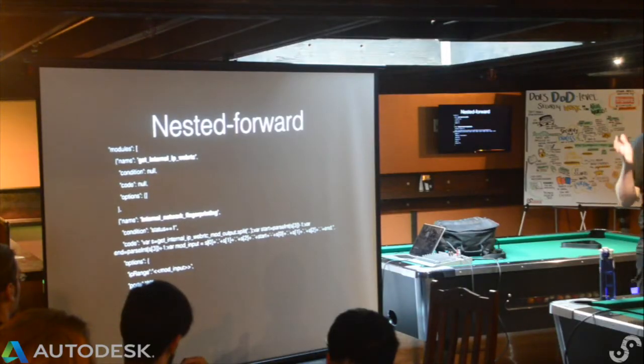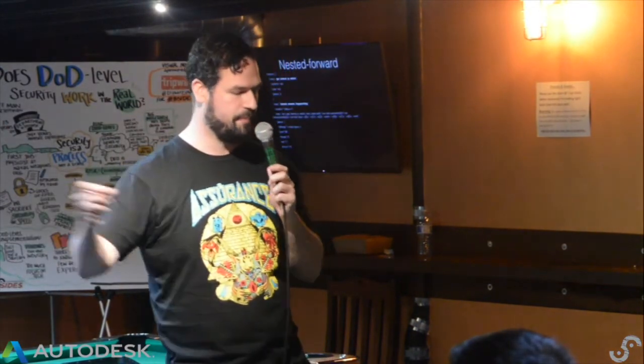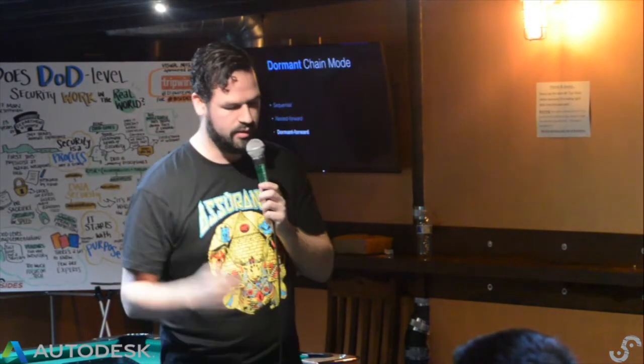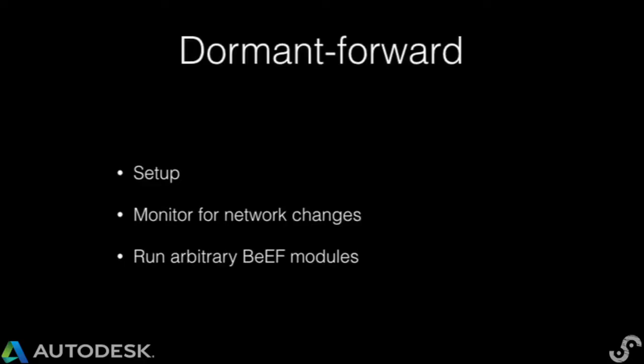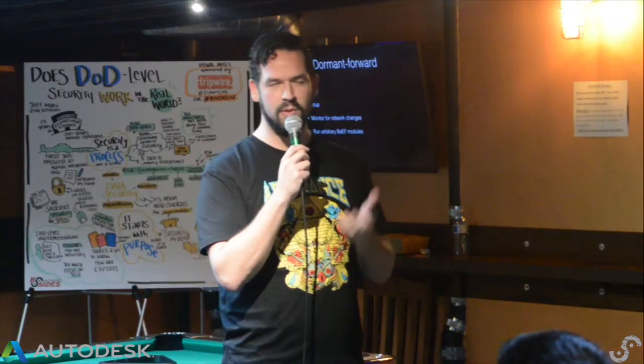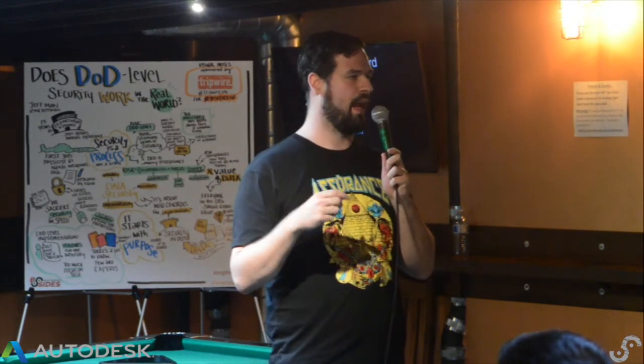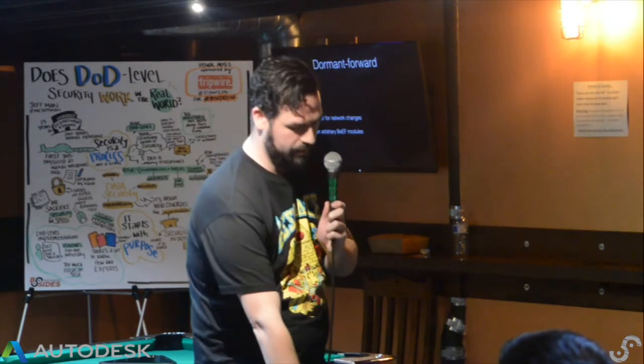This is kind of cool, but the problem is when these run, they run immediately. The browser gets hooked, these modules run. What I have done is implement a third mode called Dormant-forward, and what happens is you get a setup phase. So the browser gets hooked. If it meets the target, like the targeting method within the ARE setup, it basically goes: okay, what's my internal IP address? What's my external IP address? What's my ISP's ASN? Where am I? So it builds up a picture of where it is on the internet. And then it goes to sleep, and it'll monitor network changes.